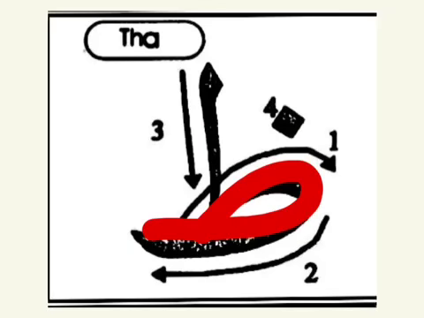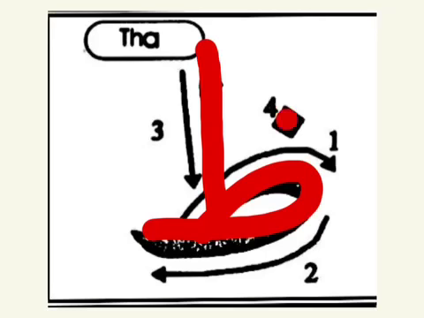It sits on the line and it's a tall letter. And don't forget your point. Practice writing at least 3 or 4 lines of the letter Tha. Each time you write the letter, make sure to pronounce it. Tha. Tha.